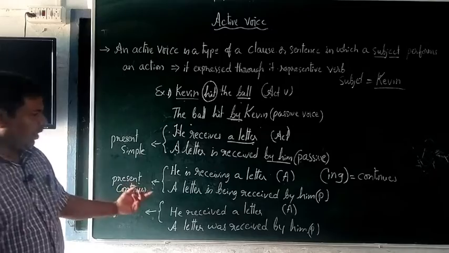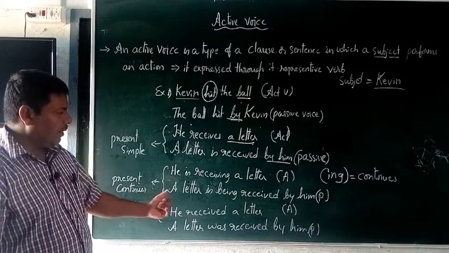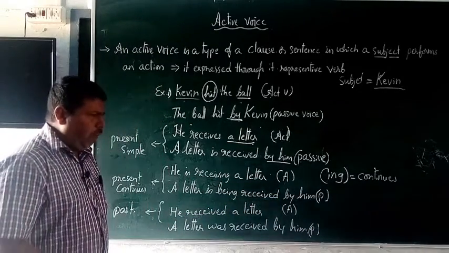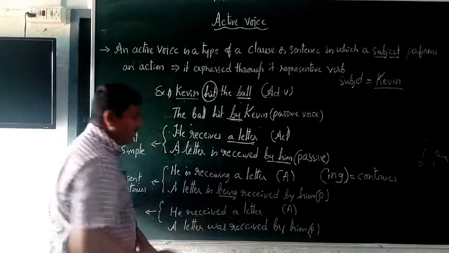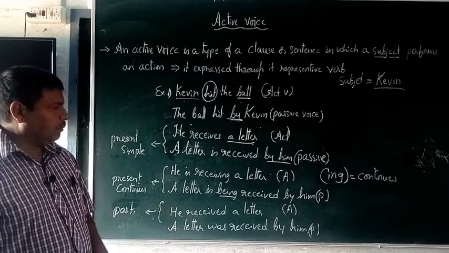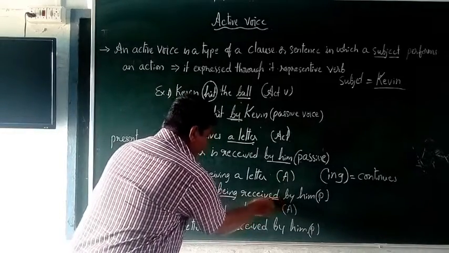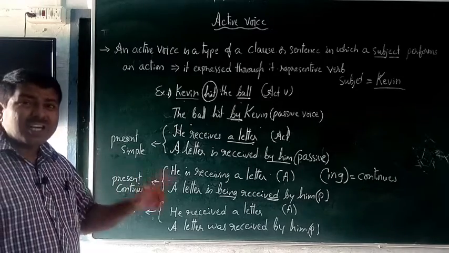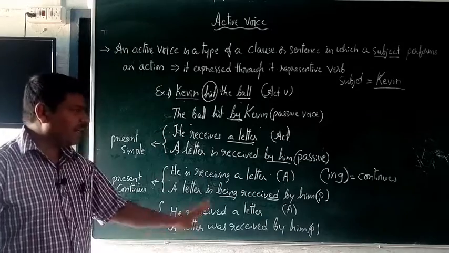Okay, present continuous. He is receiving a letter, it is the active voice. The passive becomes: a letter is being received by him. In the present, what is the new word we have? Being, that is also continuous. Even here it is received, which looks like a past tense, but it is not. It is the present continuous. If the work is going on, it is in process. Because of that, it is called received.